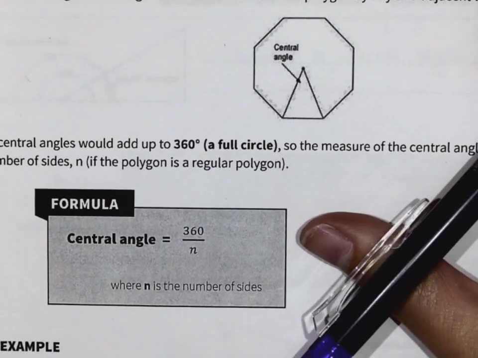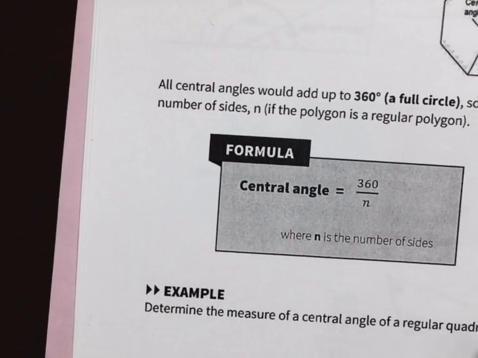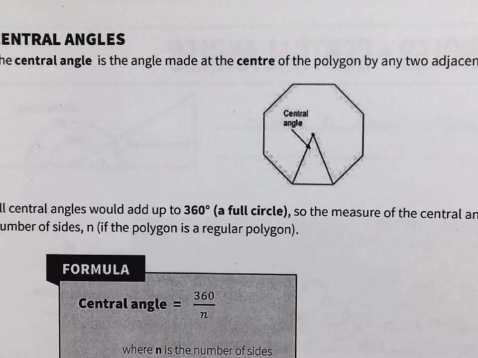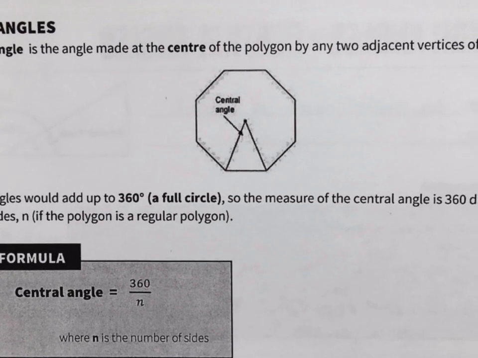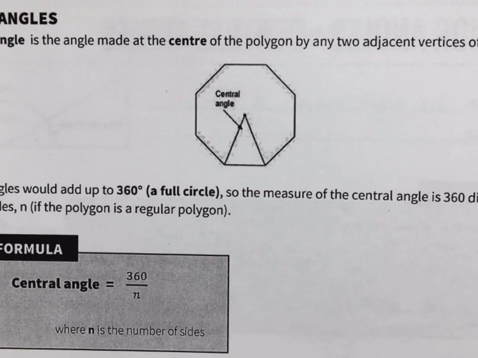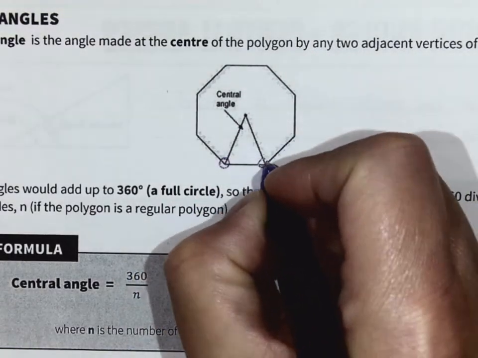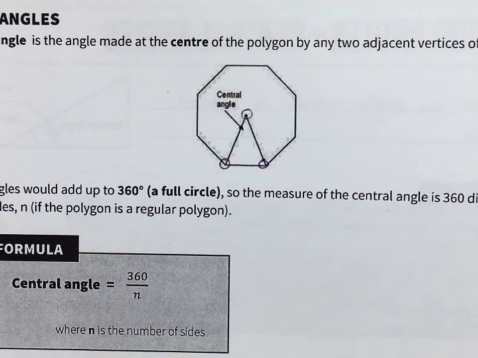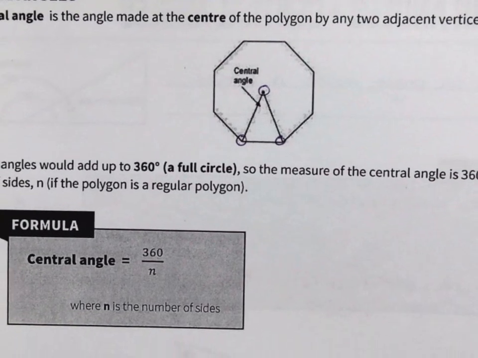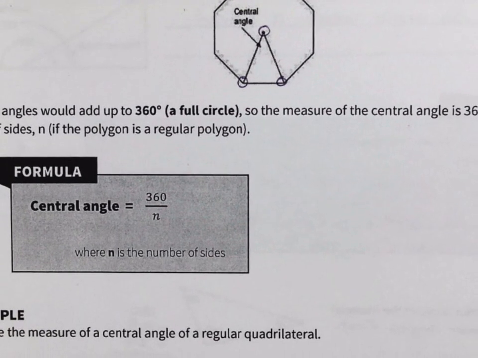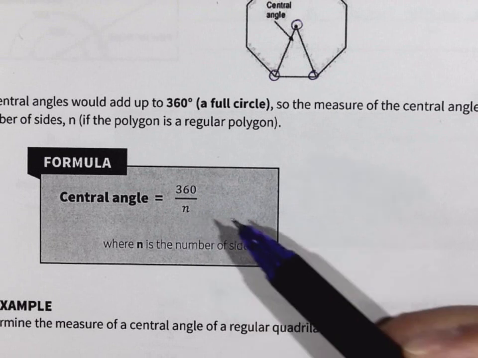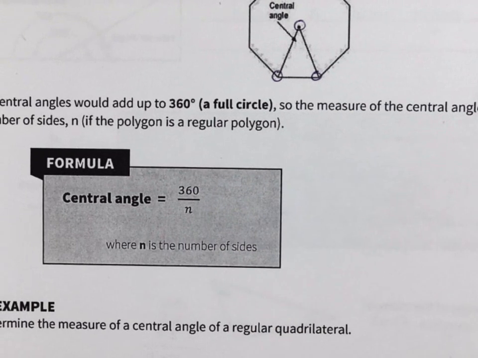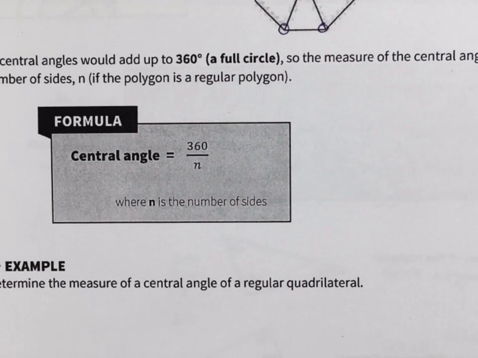Sorry, I got paper stuck everywhere. Okay, a central angle is made at the center of the polygon by any two adjacent vertices of the polygon. And remember, vertices just mean corner. So those two, and then you meet at the center. Okay, pretty straightforward. All central angles will add up to 360. So the measure of the angle is 360 divided by however many sides. Pretty straightforward.